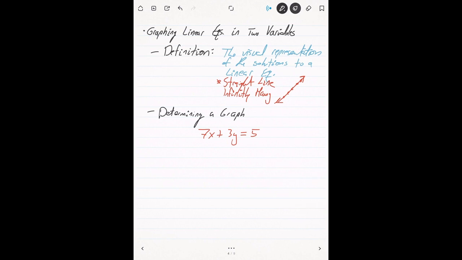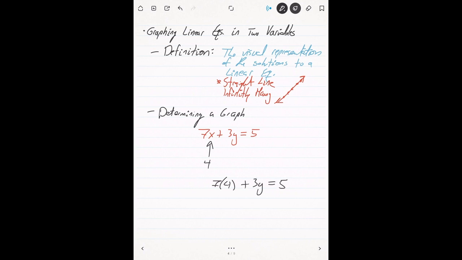Since any x value will give us a y value, let's plug something in for x. Let's just plug something in. Let's say I'm going to plug in the number 4. Let's do that. I'm going to plug 4 in for x. So we have 7 times 4 plus 3y equals 5.